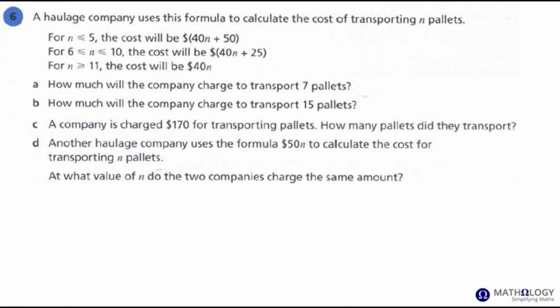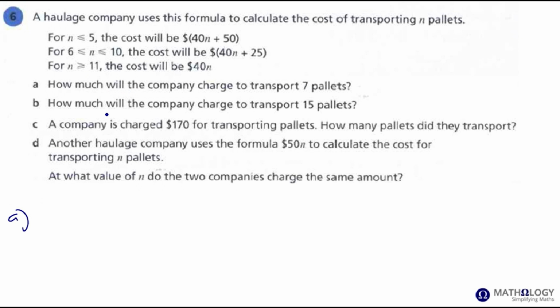Number 6, a haulage company uses this formula to calculate the cost of transporting n pallets. For n less than or equal to 5, the cost will be 40n plus $50. If n is greater than or equal to 6 and less than or equal to 10, the cost will be 40n plus $25. If n is greater than or equal to 11, the cost will be $40n, where n is the number of pallets. How much will the company charge to transport 7 pallets?